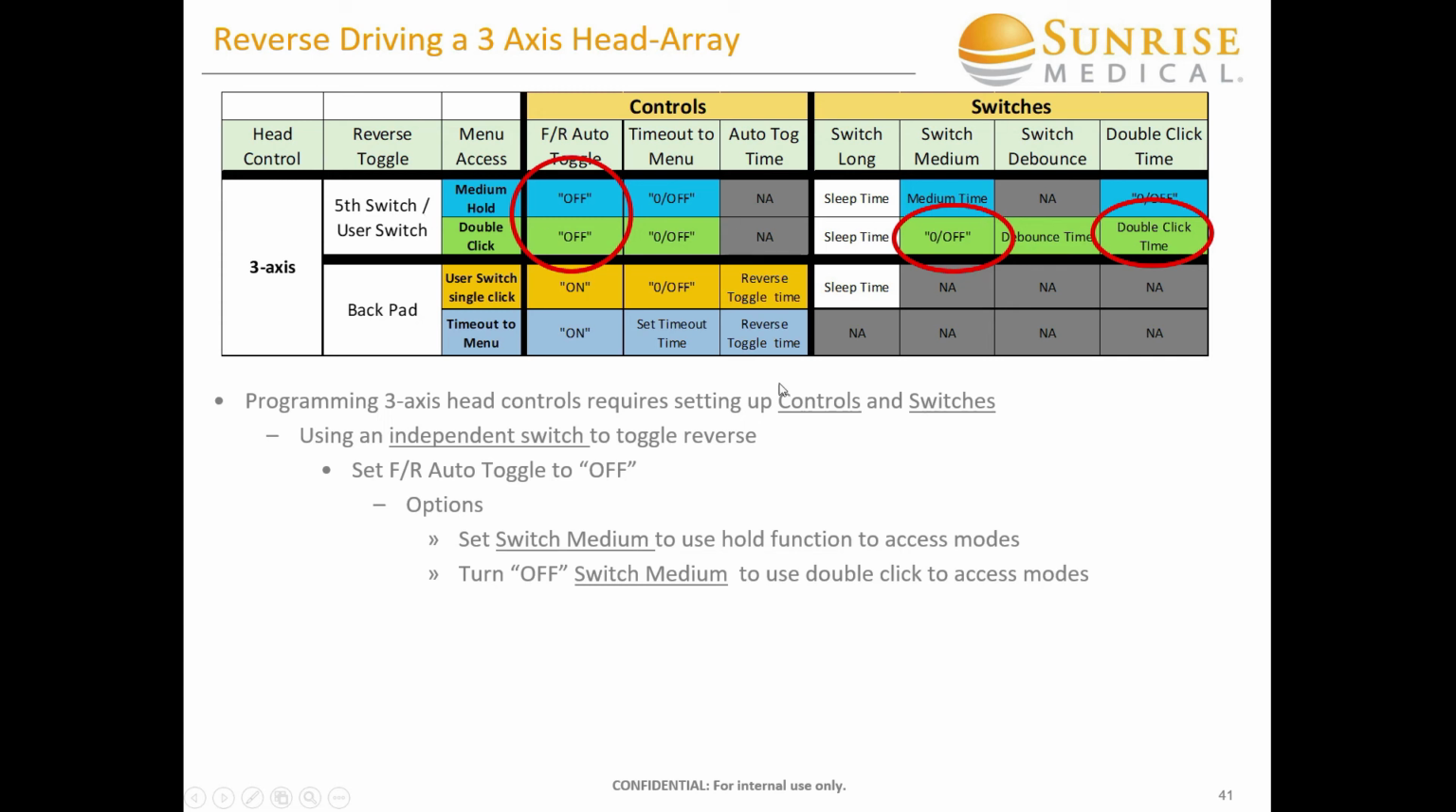A timeout, if we go back to the medium time, we set this time, and as we hold that fifth switch or user switch down for the specified amount of time, it'll jump us into the menu access. Any momentary press on that button switches it from forward to reverse. Any hold of that time will make it go into the menu item. So let's look at what that one looks like first before we go in and talk about the others.